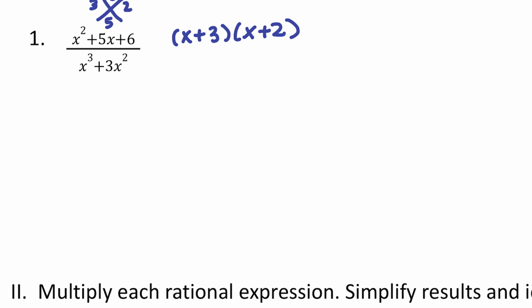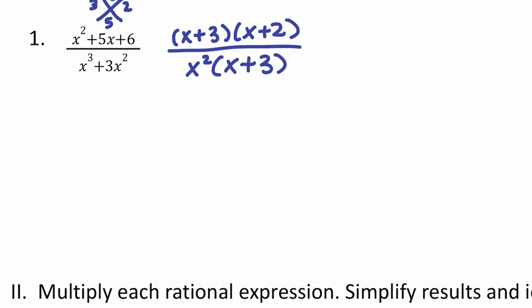In the denominator, we've got x cubed plus 3x squared. The GCF method is going to be the method we use for this denominator. We'll factor out an x squared. So we factor out x squared, we're left with x plus 3.